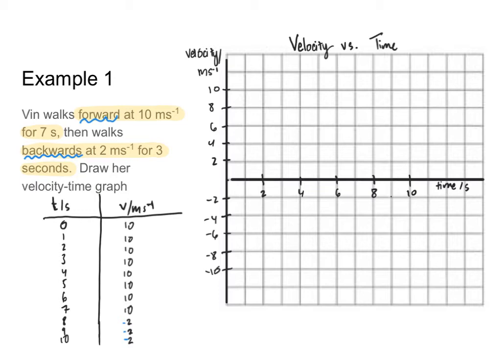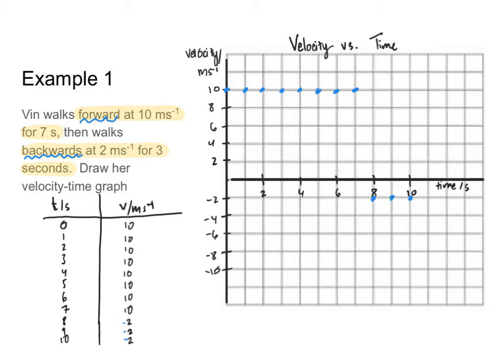So for our first 7 seconds, we're moving at 10 meters per second. So let me go ahead and put that in my graph. So 1, 2, 3, 4, 5, 6, and 7 seconds, I'm going at 10 meters per second. And guys, you'll see here, I started at 0, and I went to 7, so that meant I had to draw 8 dots. So just keep in mind, you'll have more dots than you have seconds. So then at our 8th second, Vin starts going backwards at -2 meters per second.